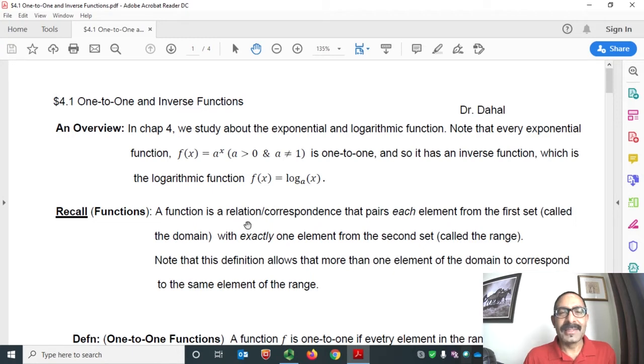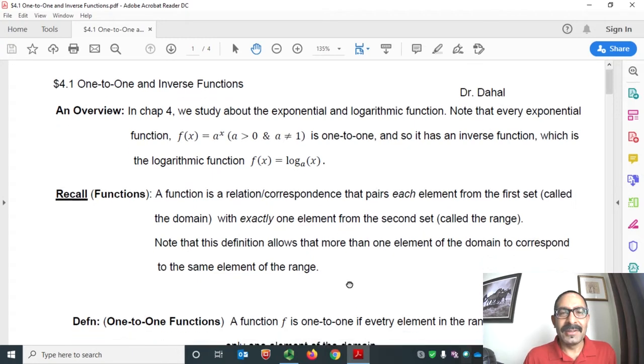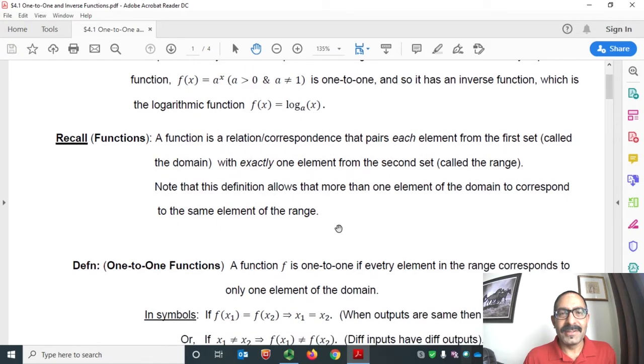So next, quick recall. Functions. A function is a relation that pairs each element from the first set, called the domain, with exactly one element from the second set, called the range. Note that this definition allows more than one element of the domain to correspond to the same element of the range.